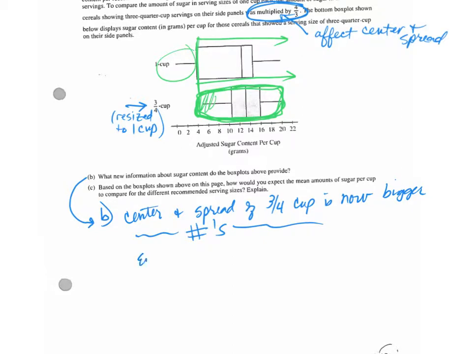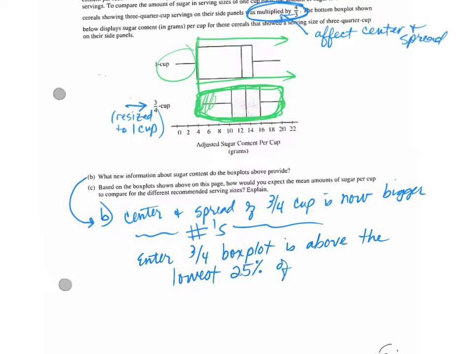So the entire 3/4 cup box plot is above the lowest 25% of the 1 cup data. Okay, so something along those lines.